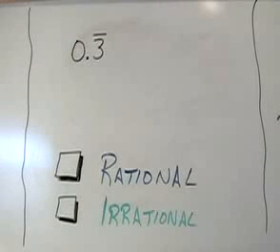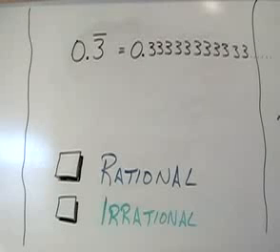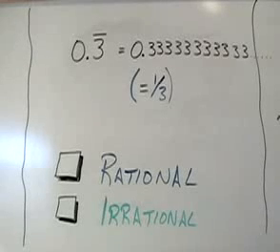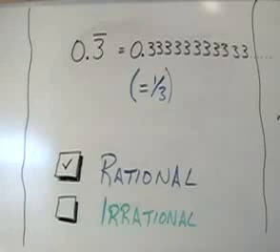Let's look at 0.3 repeating. This means 0.333 and so on. The 3's never stop. Well, this fraction is equal to 1/3. You may or may not recognize that. I can write 0.3 repeating as a fraction, so it is also a rational number. Any decimal that repeats or has any sort of pattern is going to be a rational number. Let's take a look at another decimal.